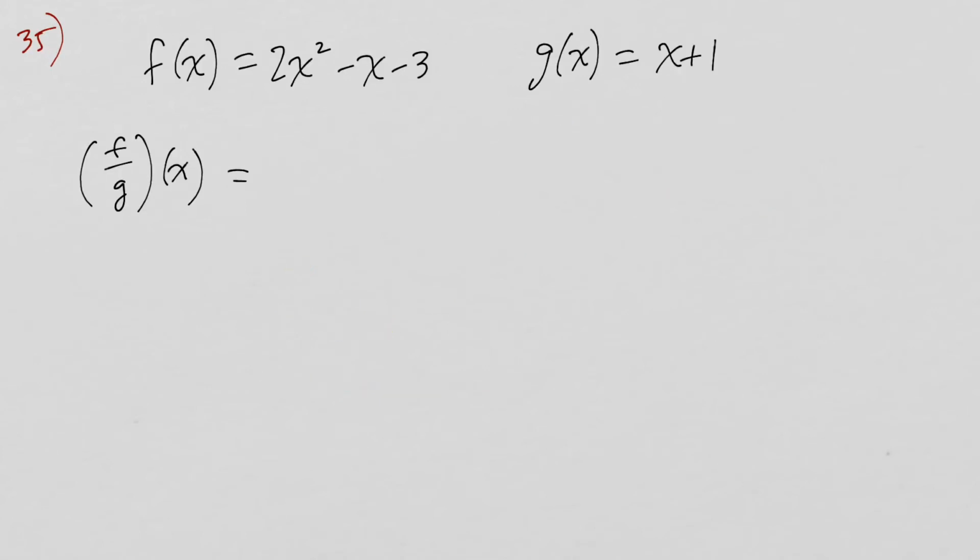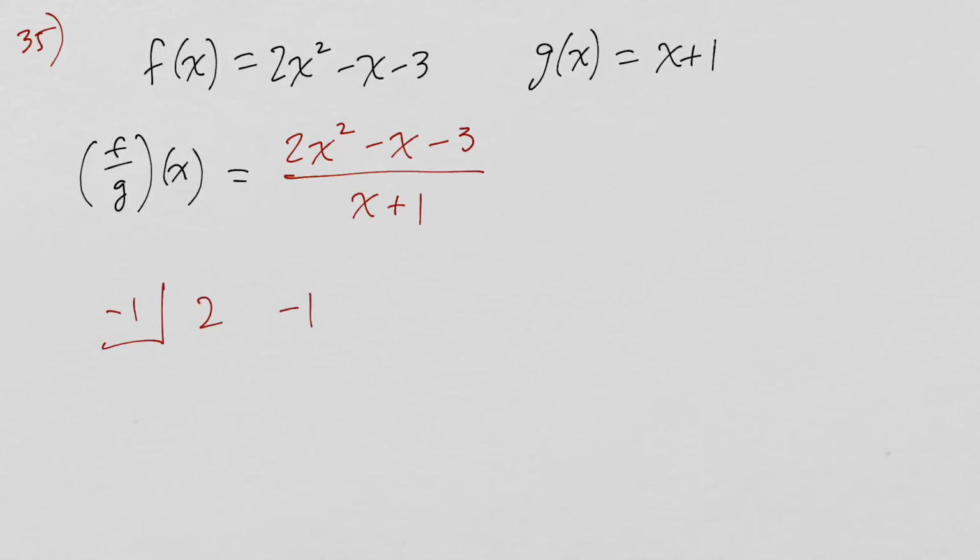Okay, for number 35, we have those two functions. The division of those two functions is simply 2x squared minus x minus 3 all over x plus 1. And so I'm going to have to divide this out. You've learned two methods. I prefer synthetic division, so that's what I'll stick with here. I'm going to make a box. I'll put my negative 1 in there. And then I'll put 2, negative 1, negative 3.